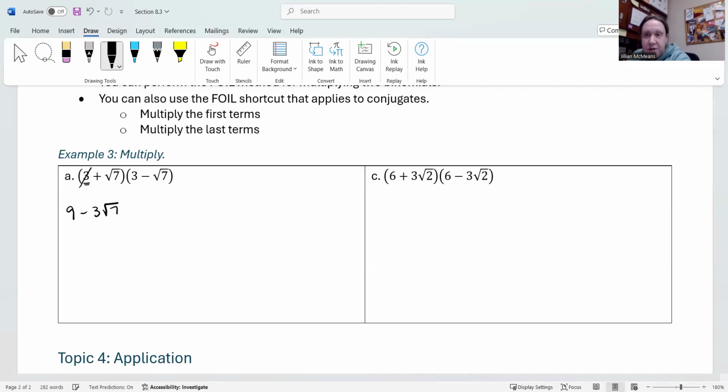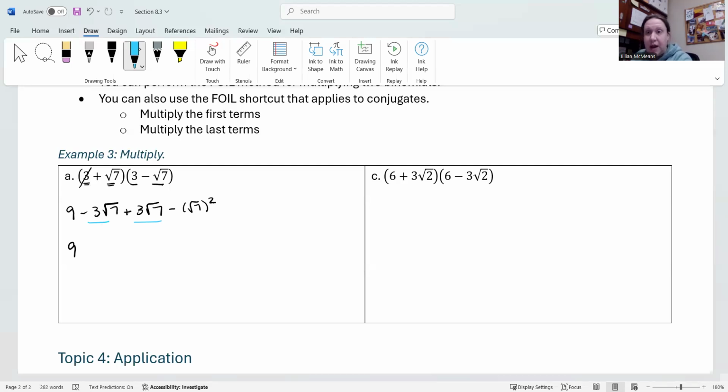Well, I'm done with this 3, so I come in and I take the second term in that first expression, and then I distribute that. So I'm going to take square root of 7, multiply it by 3, so that's going to give me 3 square roots of 7. And then the square root of 7 times negative square root 7 is negative square root 7 squared. Okay? Well, we need to simplify. 9 is just 9. Nothing happens there. But we do have like terms in the middle. We have 3 square root 7, and then we have negative 3 square root 7.